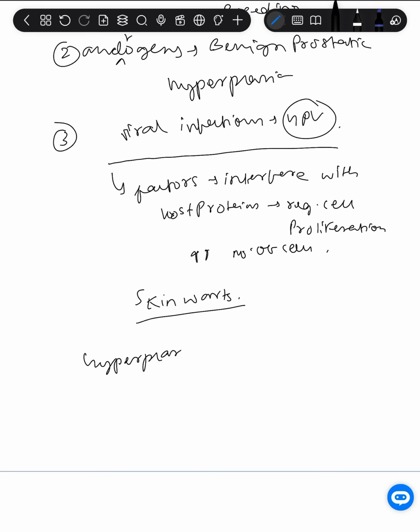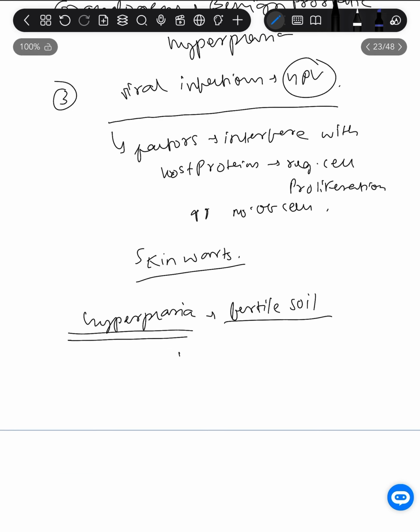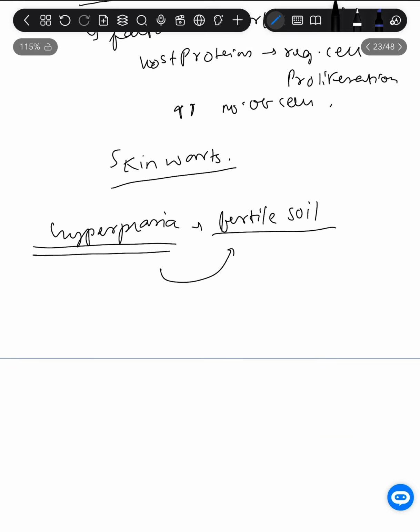If the epithelium is hyperplastic, this hyperplasia is actually called fertile soil. So this hyperplasia can eventually lead to malignancy, as we see in benign prostatic hyperplasia, I just said, right? So this is considered fertile soil, meaning that it can turn malignant, and we can develop a neoplasm there. So that is there. The fourth example which we need to see is granulation tissue.